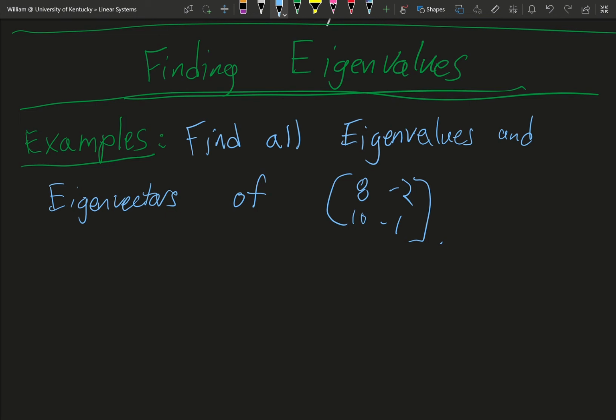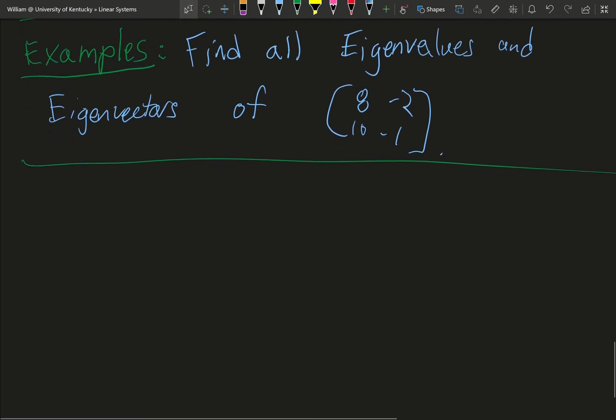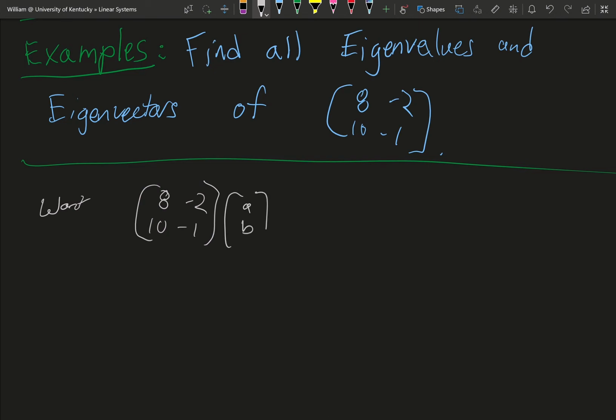Okay, so here's how we're going to proceed. We want to find lambda, A and B, so that the matrix 8, negative 2, 10, negative 1 times (A, B) equals lambda times (A, B). And we want to find these as long as A and B aren't both 0, because if A and B are both 0, that's going to be true for every single lambda.